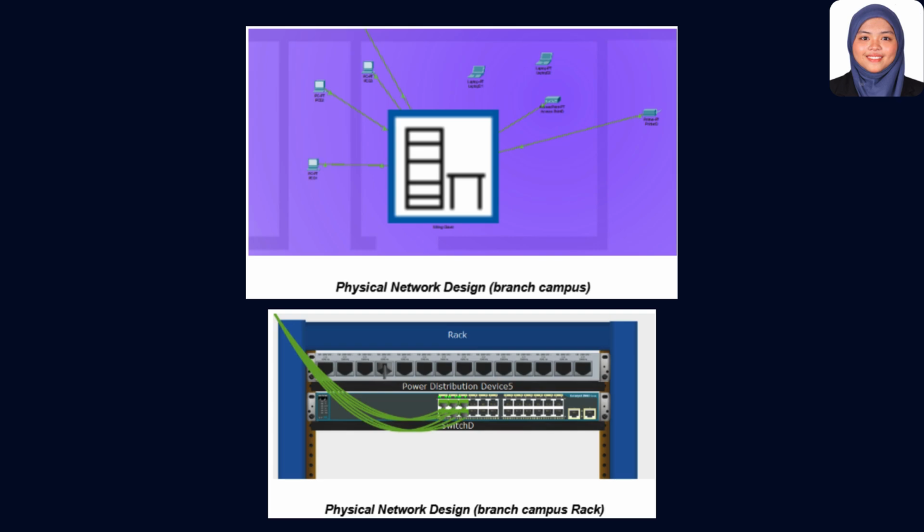Last but not least, this is the physical network design for the branch campus. In the branch campus, we have a switch that is connected with 3 PCs, 1 printer, and 1 access point, which has a connection with 2 laptops, and 1 router.